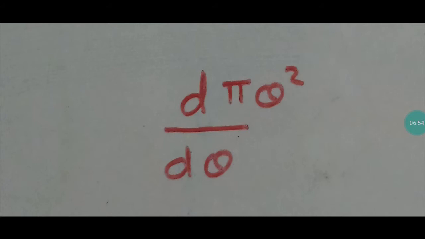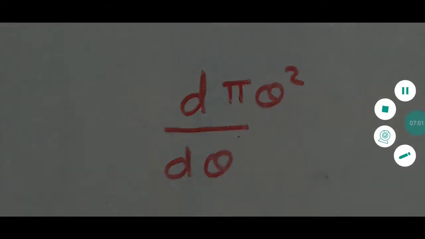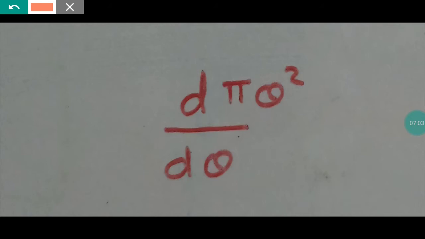It is d/d theta of pi theta square. Now pi has a fixed value. So what is pi? Pi becomes a constant. How will we be dealing with this pi? We will simply take this pi outside at this place, and then we will solve the remaining problem.